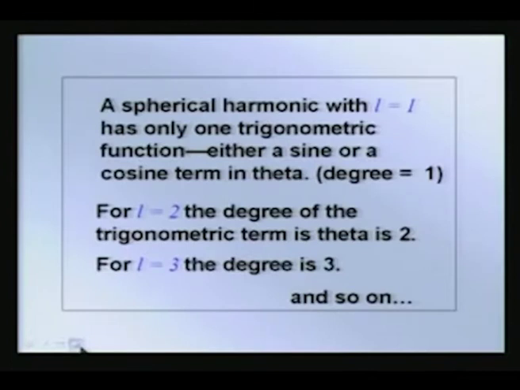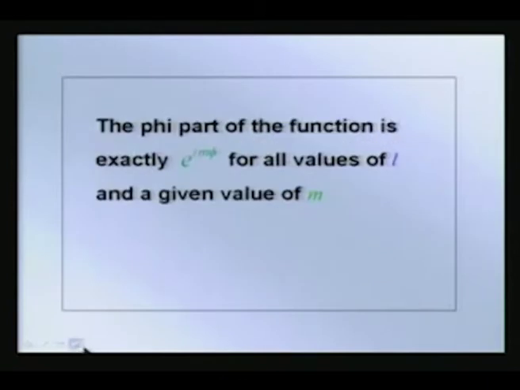So let me summarize that part of the lecture, namely a spherical harmonic with L equal to 1 has one trigonometric function, either a sine or a cosine term in theta, degree 1. For L equal to 2, the degree of the trigonometric term in theta is 2. For L equal to 3, the degree is 3 and so on. For the phi part, the solution is exactly e to the i m phi for all values of L and a given value of m. So when m is 0, this is obviously 1, which means it does not appear, and therefore you remember 3 cos square theta minus 1 for L equal to 2, m equal to 0 and so on.